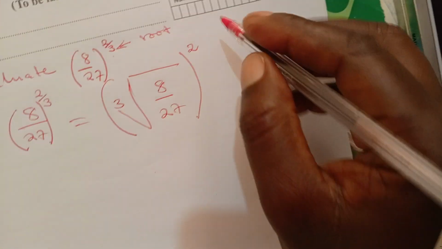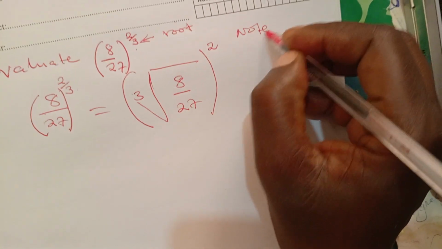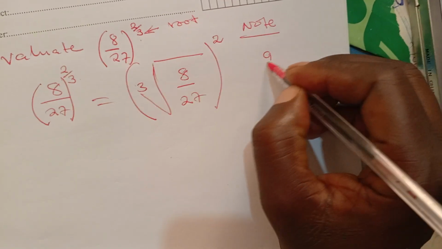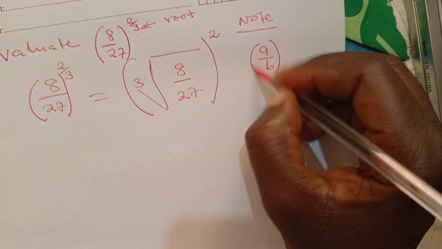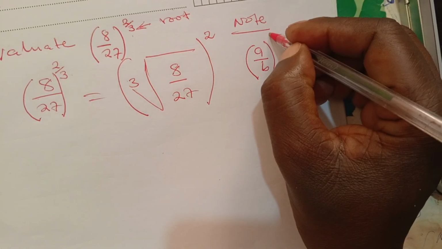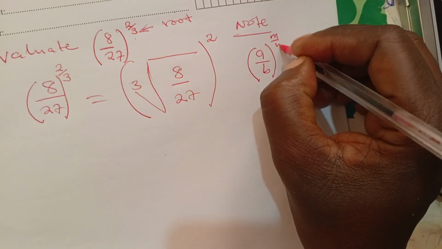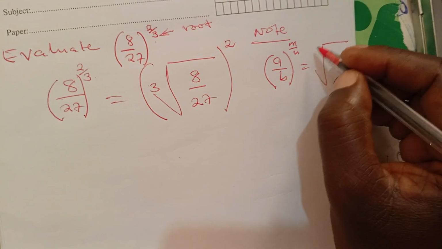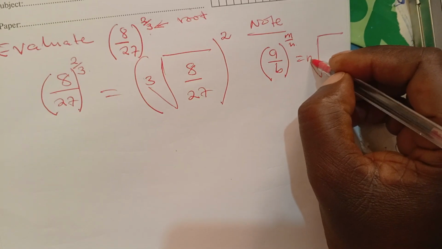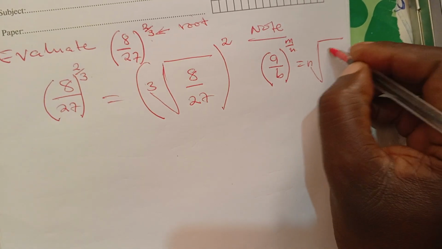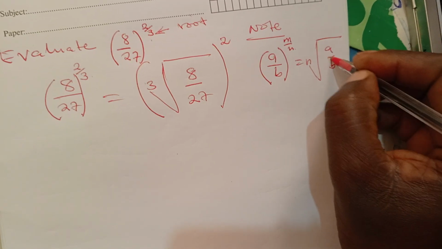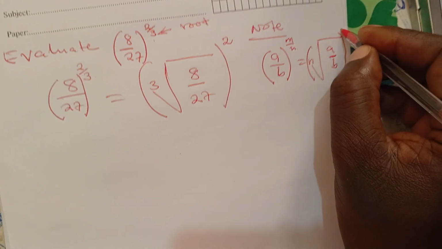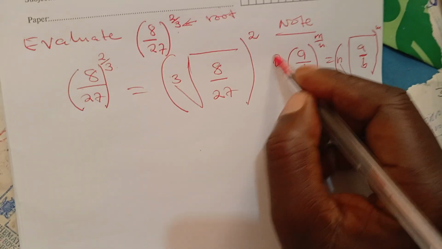Where is it coming from? It is coming from the indices law, which says if you have a over b to the power m over n, you have to put it like this. This is a law whereby this n becomes the root, and a and b should be under the root, to the power m. So this is where it is coming from.